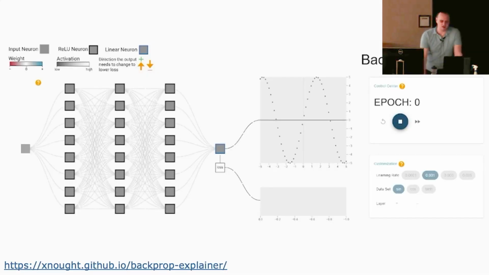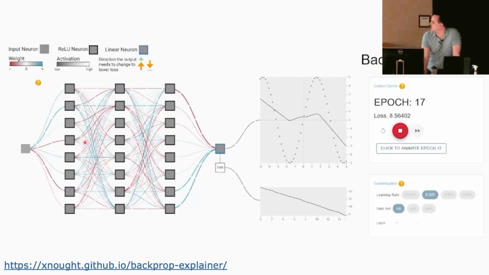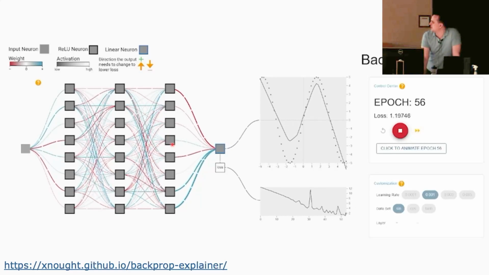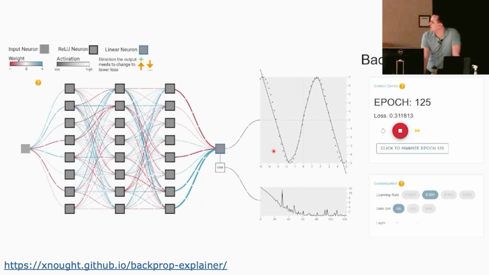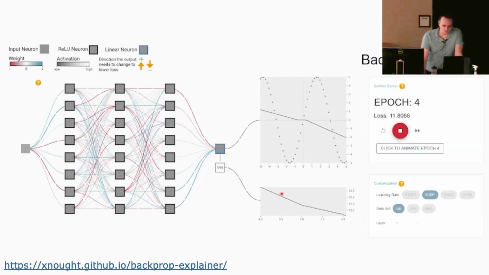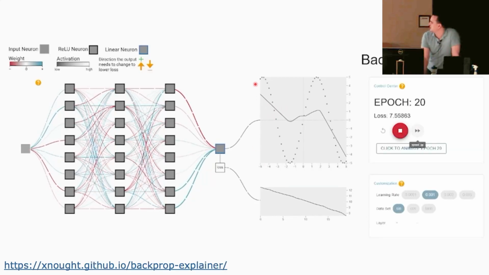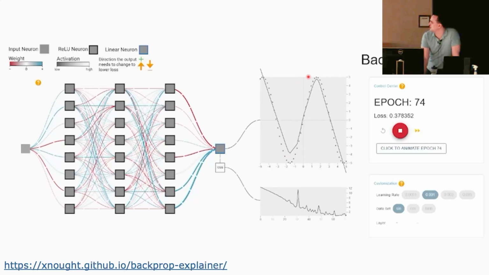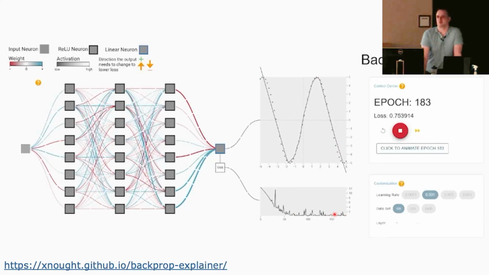So in the end, what we get is a process like this. We have a neural network which feed forward computes some output. So for example, this one here from the same backprop explainer. I forgot, I wanted to set this to loop. So what we get is over time, the function approximation gets better and better and better, and our error value goes down. That's what we want, essentially.